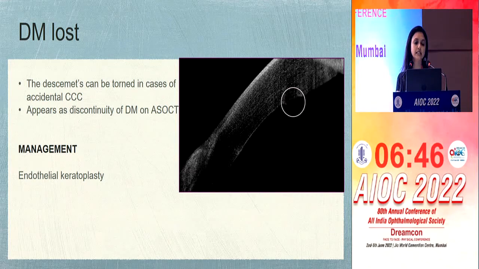And the third is DM loss. So, probably when you're going through your side port, there is a part of DM that you have lost during the surgery. It can be seen while you're using blunt instruments. And the management of a DM loss is very different.